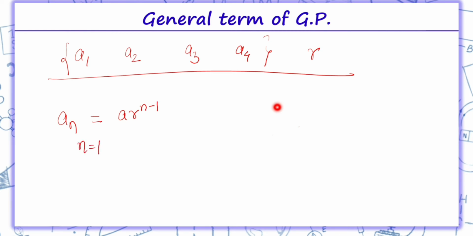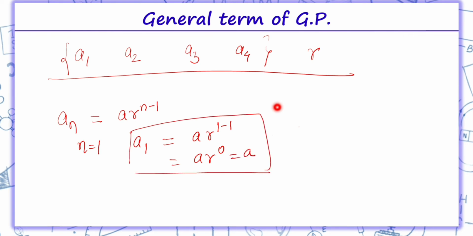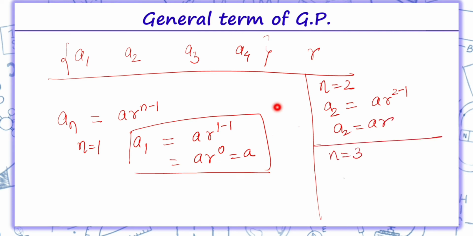Thus, when we write n is equal to 1, we will get the first term. So, first term A1 is equal to A into R to the power 1 minus 1, which will come to be A into R to the power 0, R to the power 0 is 1 only. So, it will come out to be A1 is equal to A. Similarly, when we write n is equal to 2, that means A2 is A R to the power 2 minus 1. So, A2 comes out to be AR. If we write n is equal to 3, we will get the third term. So, third term is indicated by A R to the power 3 minus 1. This is AR square.